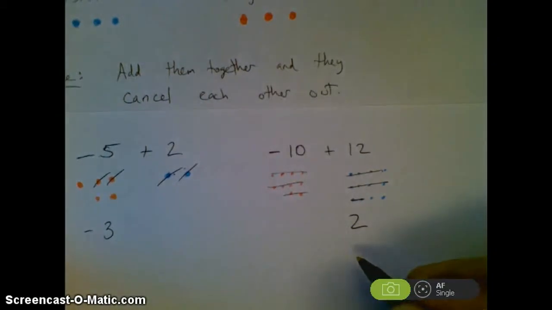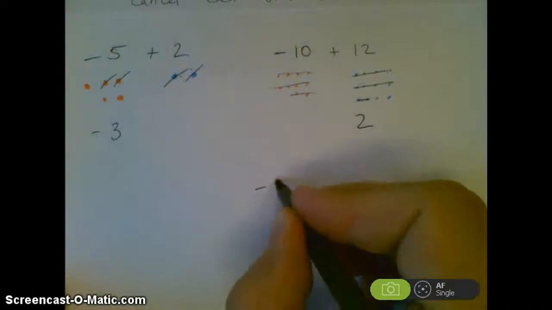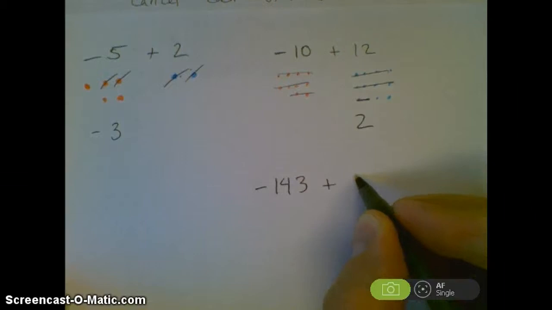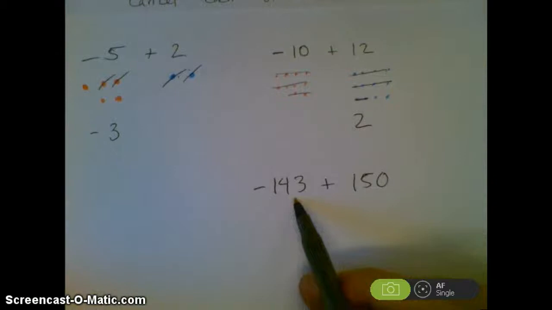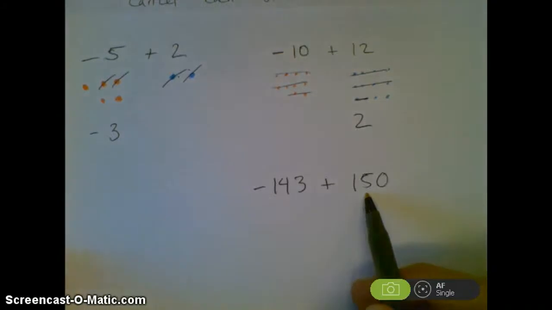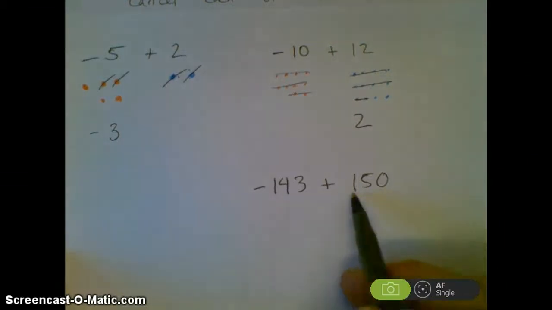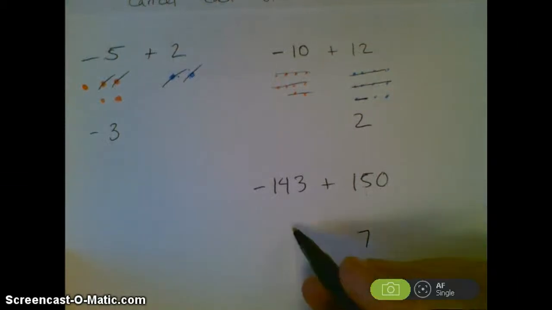Now I can extend this to really big numbers, where we can't draw dots. Let's say I've got negative 143 plus 150. I'm not going to be able to draw 143 red dots and 150 blue dots. But I know that I'm going to have more blue dots than red dots, so my answer is going to be positive. I just have to find out how many more blue dots I'm going to have than red dots. Well, I can take 150 minus 143 and know that I have 7 more blue dots than red dots.